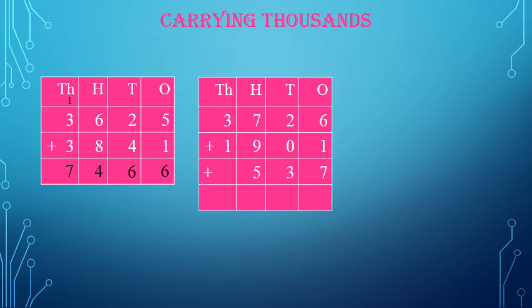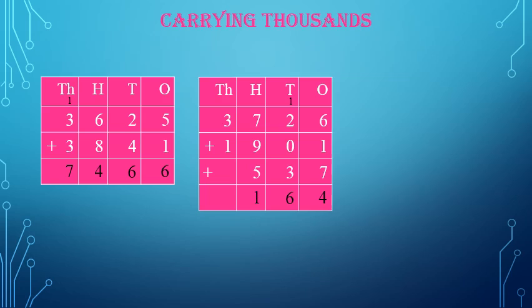Start with ones place. 6 plus 1 is equal to 7. 7 plus 7 is equal to 14. So write 4 under ones column and carry 1 to tens. 2 plus 1 is equal to 3. 3 plus 3 is equal to 6. Now 7 plus 9 plus 5. So add first 9 plus 5. 9 plus 5 is equal to 14 and 14 plus 7 is equal to 21.